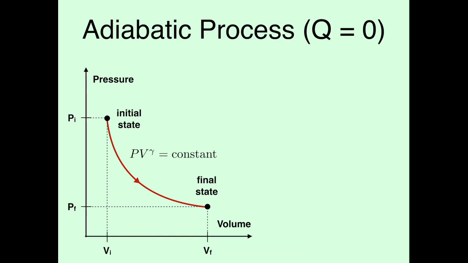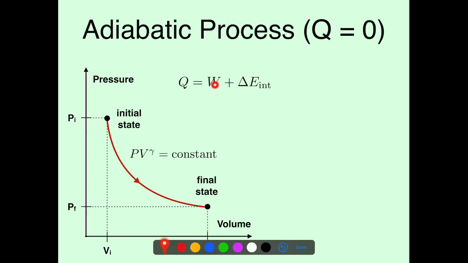So what we want to do next is something that we did for the other types of processes we looked at, which is to look at the first law of thermodynamics as it applies to an ideal gas. We have Q is equal to W plus delta E internal. We're going to look at each one of those three terms and come up with a formula for it, just like we did for the other ideal gas processes. So let's do that now.